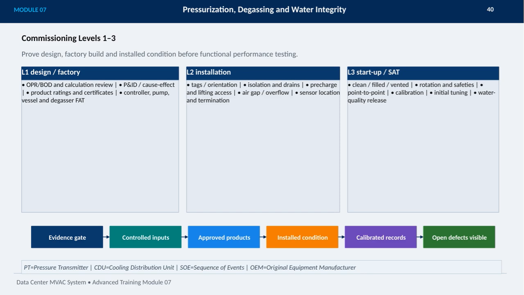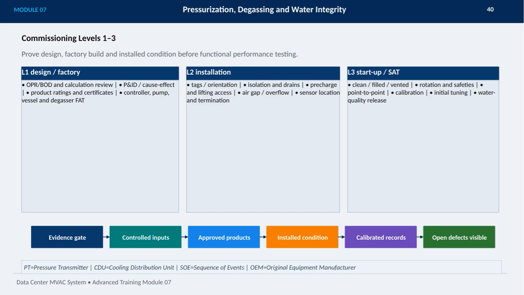Moving to level 2, the focus is on installation checks, ensuring all tags and orientation are correct, isolation and drain points are in place, precharge and lifting access are verified, and sensor locations and terminations are properly handled. Then, at level 3, we start up and conduct site acceptance testing, confirming the system is clean, filled, and vented, checking rotation and safety functions, performing point-to-point tests, calibrations, initial tuning, and finally water quality release.